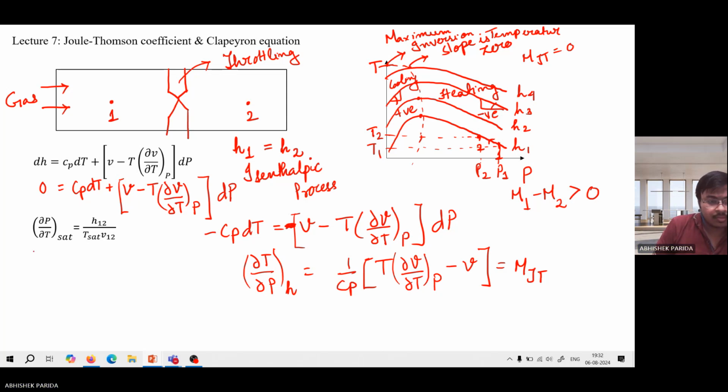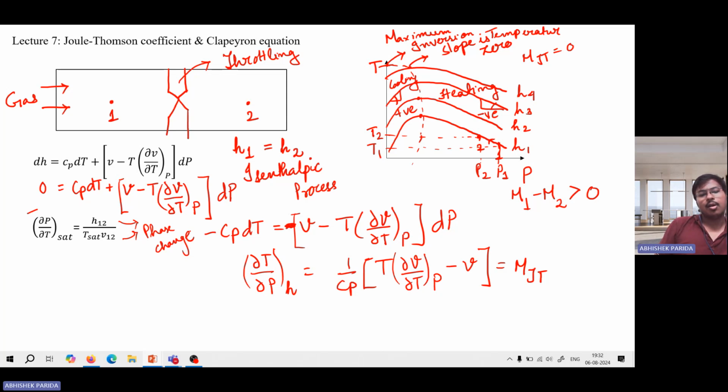Now, then came the Clapeyron equation. This equation is used generally to calculate the enthalpy or even the specific volume in a phase change process. And the overall formula looks like this: dP by dT is equal to H12 by T sat V12, where V12 and H12 tell us the enthalpy change and the specific volume change during the phase change.